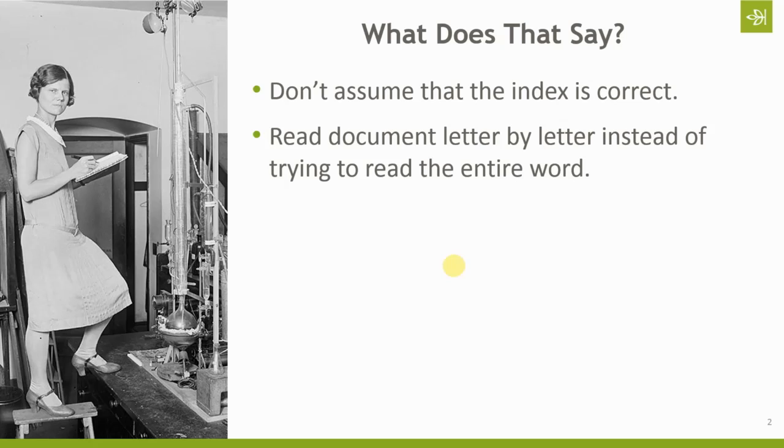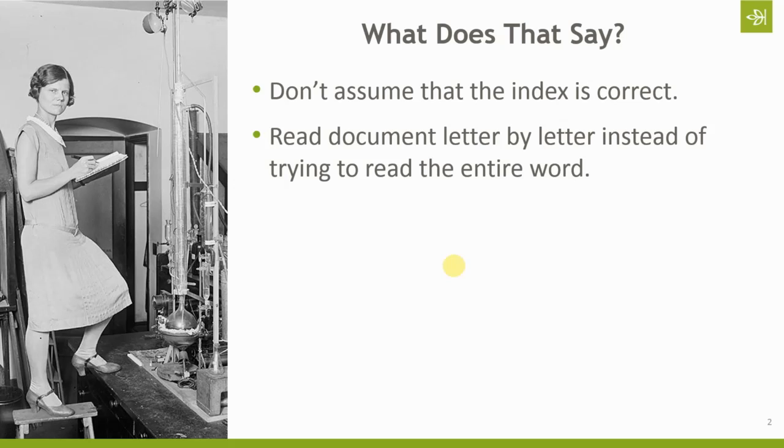The other thing we need to be sure we're doing is that we're reading the document letter by letter instead of trying to read the entire word. Our brains naturally have been trained to read words. And so even sometimes when the letters are mixed up or aren't exactly what we think they should be, we still read that word the way it is. One of the benefits of the professional indexers that Ancestry uses is that they are trained to read documents letter by letter, which means that there's no preconceived notions about what that word should be.